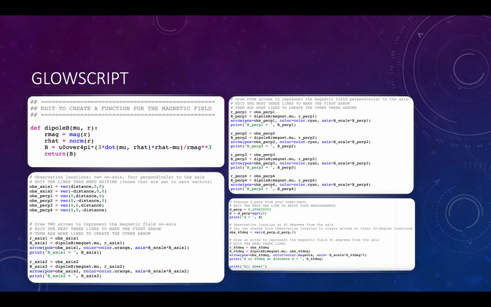So for my GlowScript code, first we had to create a function for the magnetic field as seen right up here. And then we had to write code for the observation locations, 2 on axis and 4 perpendicular to the axis, to set up the arrows in the model. And then finally there was the 45 degree angle part of the model as seen below.